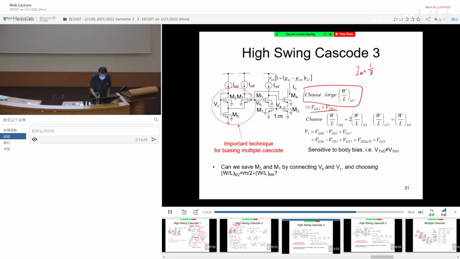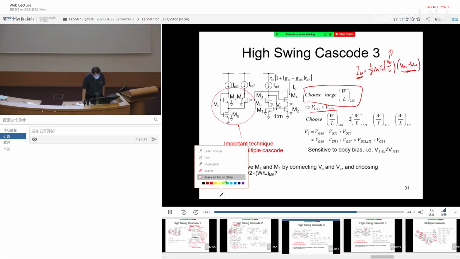ID equals half mu n COX W over L times (VGS minus VTH) squared. Now ID is a finite number. If you make W over L very, very large, then this difference is going to be very, very small. Am I right? Yes or no? So the trick is, if you pick a transistor size large enough, then VGS is very close to VTH. Then how does it help us? Let's look at this technique.